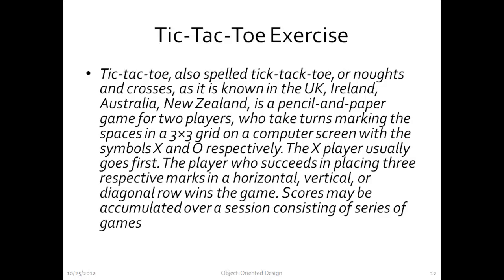Tic-tac-toe, or noughts and crosses, as I used to know it, is a pencil and paper game for two players. Players take turns marking spaces in a 3x3 grid, either with an X or an O. So one player marks the grid with X's, the other player marks the grid with O's. You're not allowed to override what the other player has written. The player who succeeds in placing three marks in a horizontal, vertical, or diagonal row so that they're in a straight line wins the game.